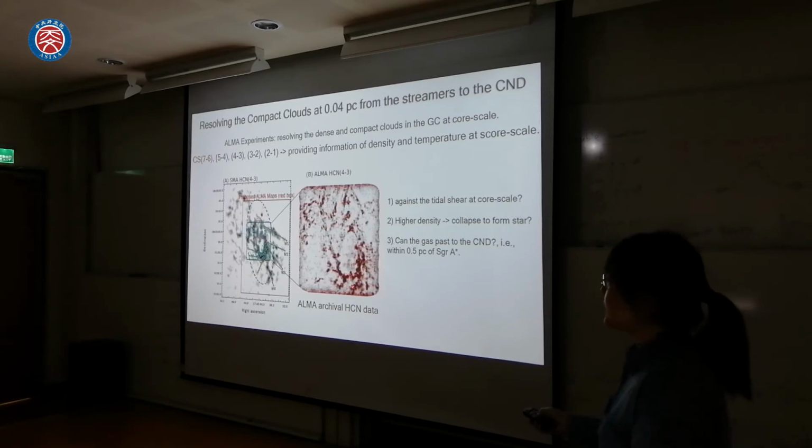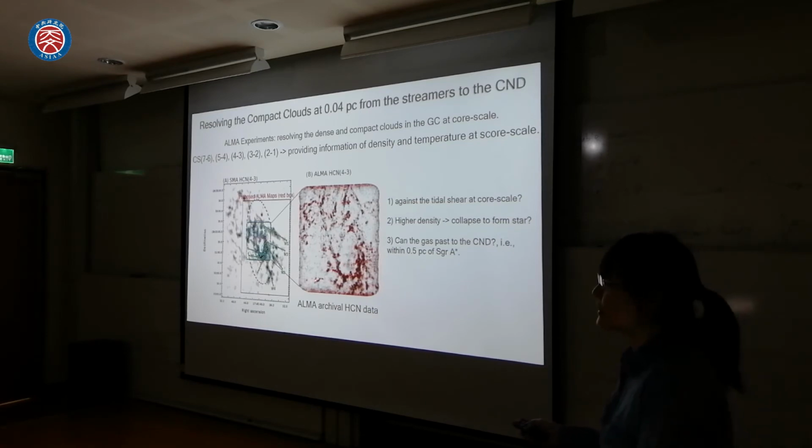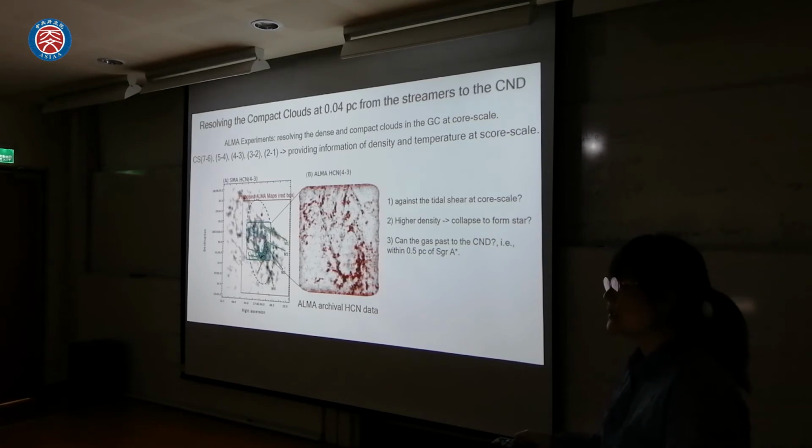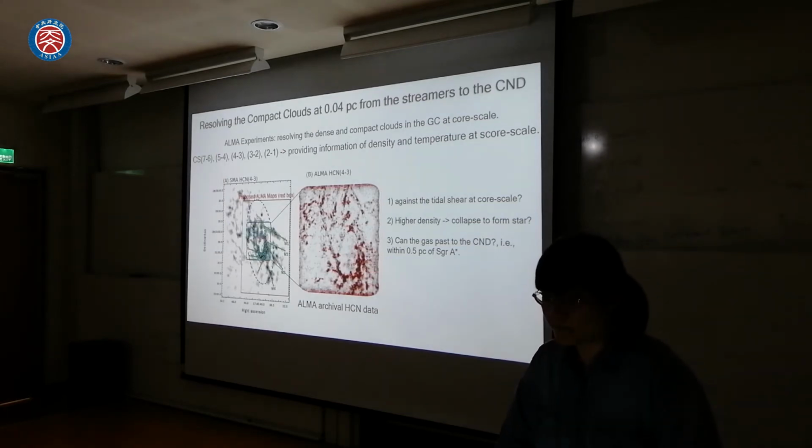This is the archival ALMA data toward the CND. In this 1 arc-second resolution map, the CND was resolved into sub-parsec microcloud cores. These molecular cores are relatively denser and smaller, and we want to know whether these denser clouds, different from the previous single-dish observation, have newly determined gas densities higher than the Roche limit. So that's why we need to go to ALMA.